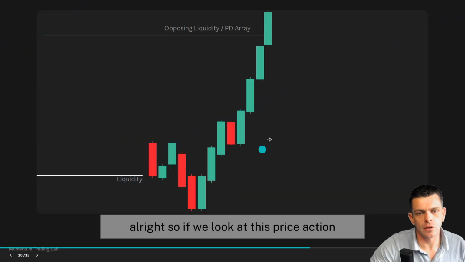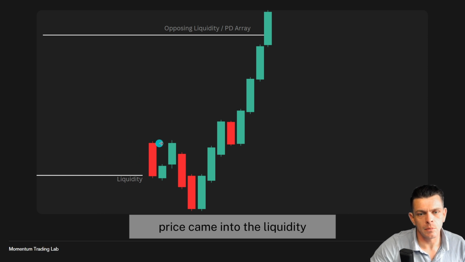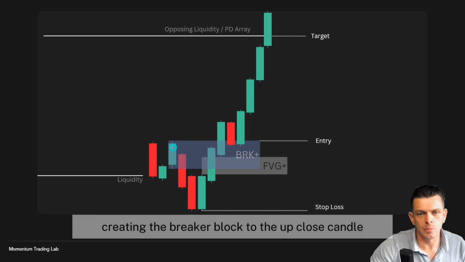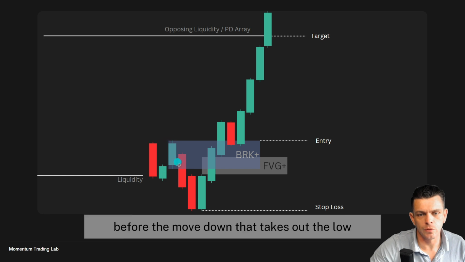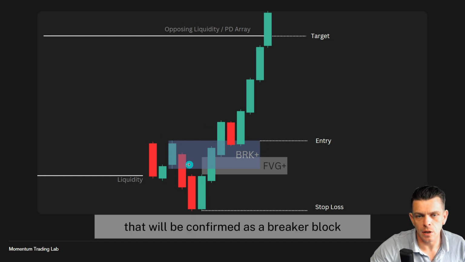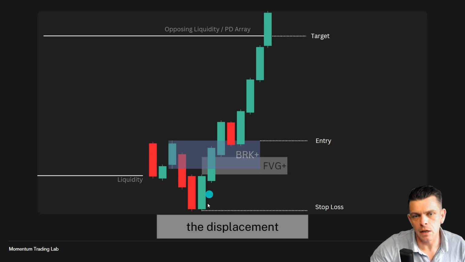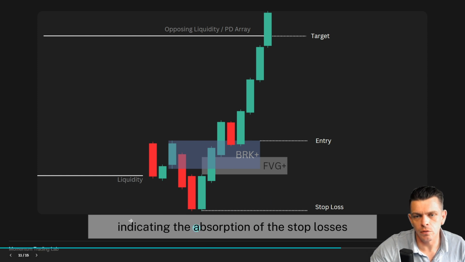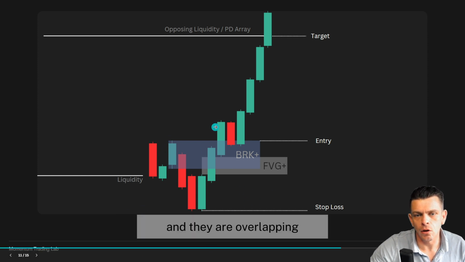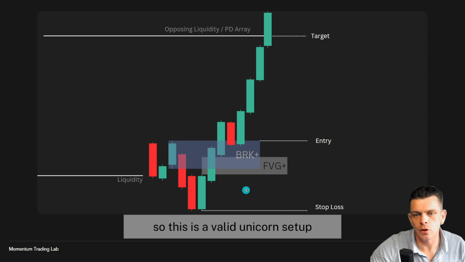But I'll show you how you can use your Fibonacci tool to identify decent targets. Right, so if we look at this price action, price came into the liquidity, then started to displace away, creating the breaker block. So the up close candle or range of up close candles before the move down that takes out the low. If price comes up and closes above the high, that will be confirmed as a breaker block. And here we also have the fair value gap, the displacement indicating the absorption of the stop losses. And they are overlapping. So this is a valid unicorn setup.